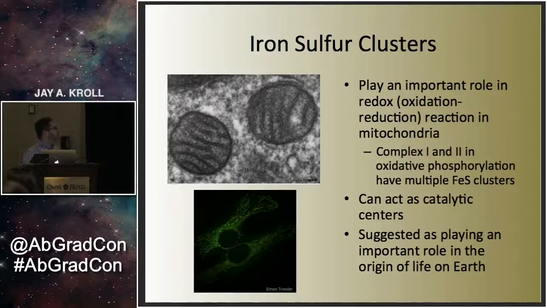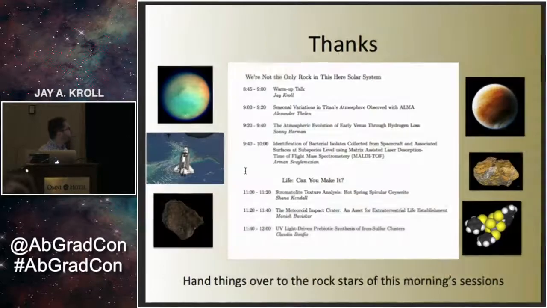And what's really interesting is they play a really important role in redox oxidation reactions in mitochondria. So both complex 1 and 2 in oxidative phosphorylation have multiple iron-sulfur clusters in them. They can also act as catalytic centers for a lot of biological activity. And because of this, they've been suggested as playing an important role in the origin of life on Earth.